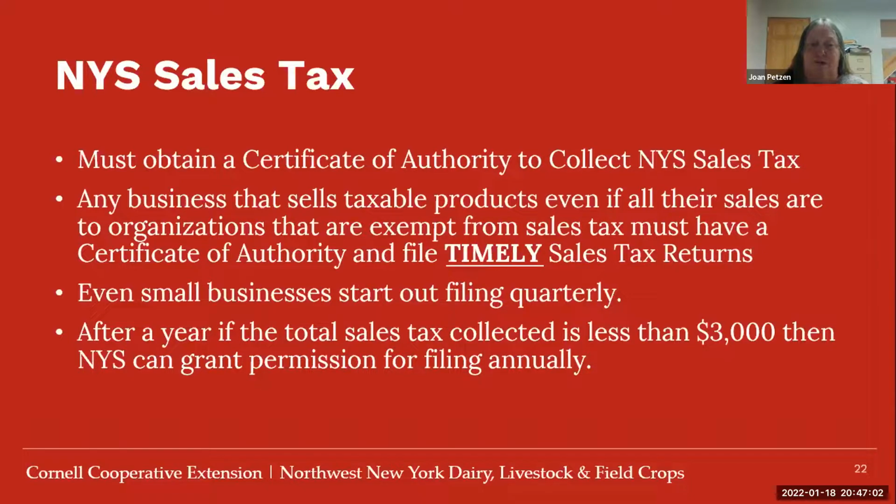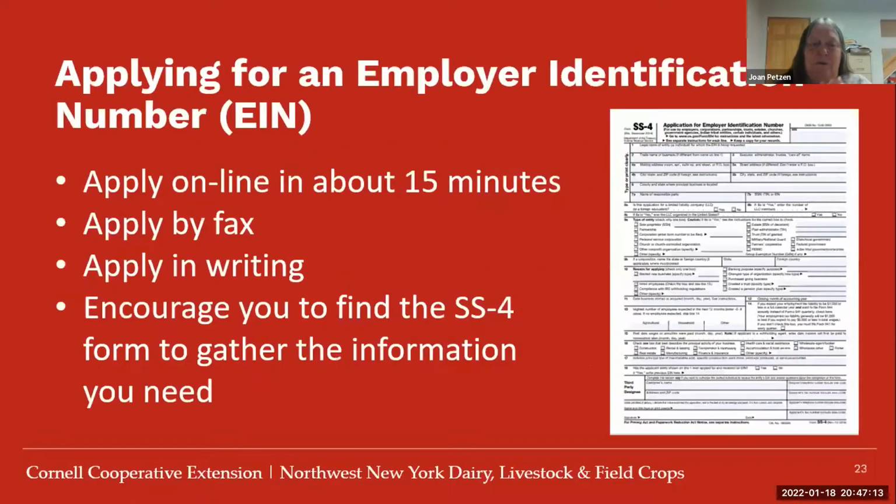But after a year, if the total sales tax you collect is less than $3,000, then the state can grant you permission to file annually instead of quarterly. Before you can apply for a certificate of authority, you have to have an employer identification number, because that's the number the sales tax folks are going to use as your sales tax collection number as well. That is available through the federal government. You can apply online. As Dayton said earlier, it takes about 15 minutes. You can apply by fax. You can apply by writing.